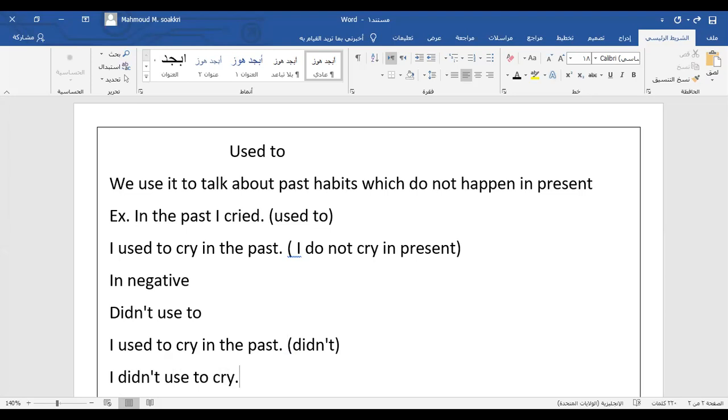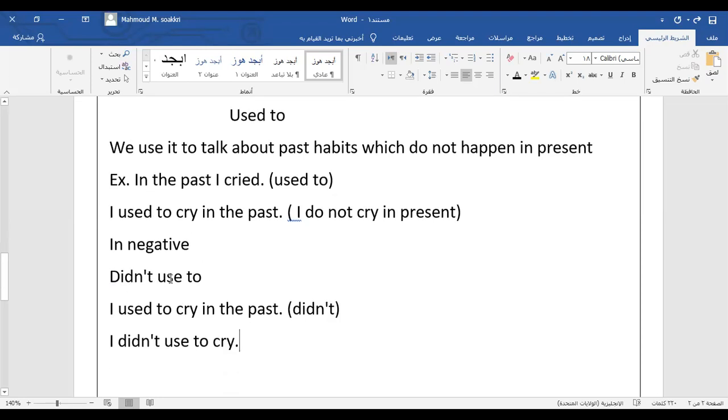So we use "used to" to talk about past habits which don't happen in the present. We use it plus verb one. For example, in the past I cried. It becomes I used to cry. Look here, "cried" ends with -ied, but after "used to" we change it to the base form. In negative, "didn't use to" plus verb one: I didn't use to cry.